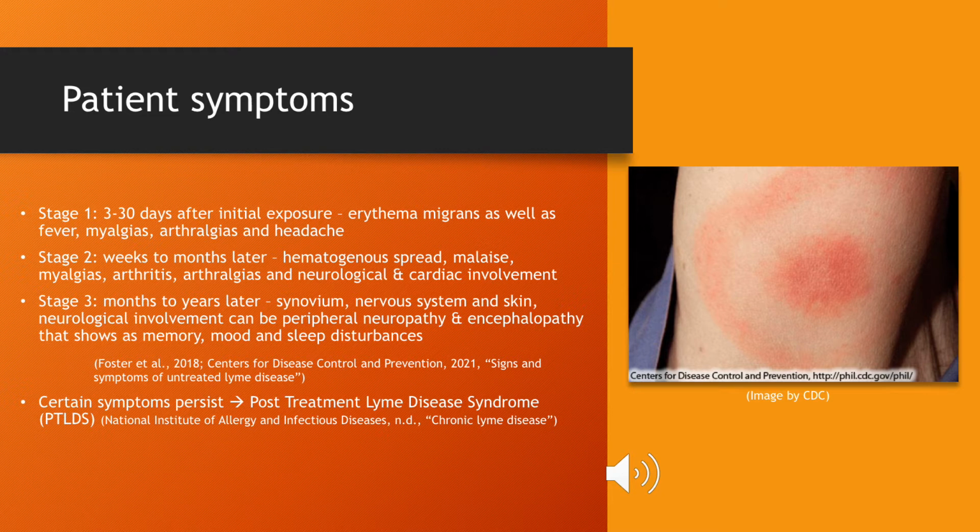Then stage 3 occurs months to years later, and the signs and symptoms include involvement of the synovium, nervous system, and skin. Neurological involvement can be peripheral neuropathy and encephalopathy that shows as memory, mood, and sleep disturbances. And then some of the symptoms can actually persist, which then is considered post-treatment Lyme disease syndrome, or also chronic Lyme disease. And those are the symptoms that, like I said, persist even after Lyme disease is treated. And those symptoms include fatigue, pain, and joint and muscle aches.